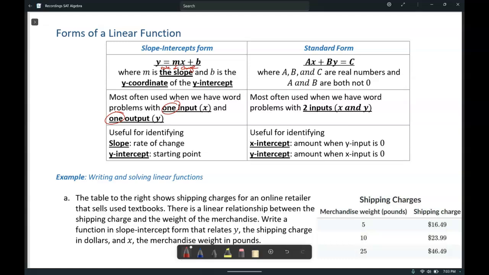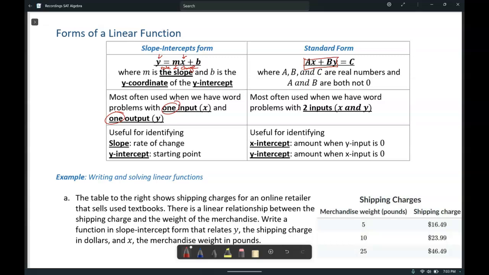Standard form, on the other hand, is very similar to our peanut and concession example. Notice how in this version, the variables x and y are on the same side of the equation, rather than on opposite sides. A, B, and C are real numbers. A and B both cannot be 0. One of them can, but they both can't be.